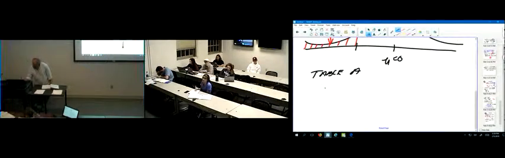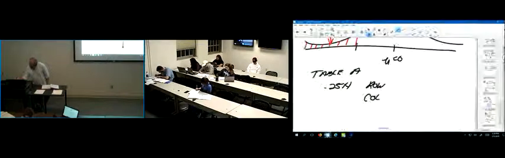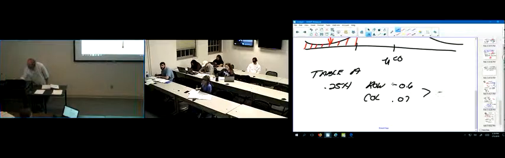So I found 0.2514. I want to know what's your row and what's your column, so you don't lose your spot. I go to that row, negative 0.6, and then my column is 7. It's in the 0.07 column. So I'm going to get negative 0.6, 0.07. In other words, that z-score I need is negative 0.67.